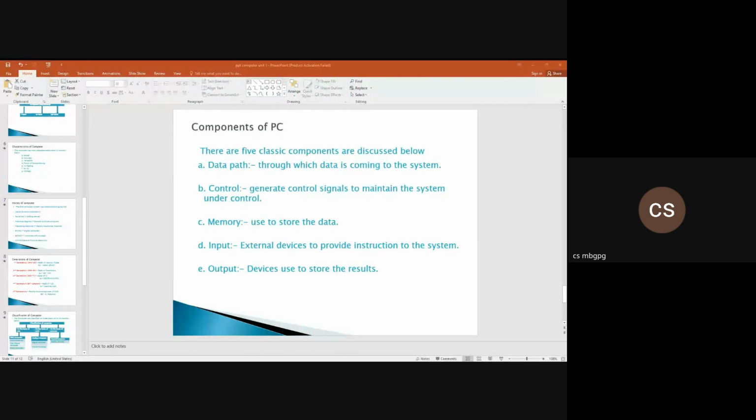And the computer uses two types of memories, primary memory and secondary memory. Normally, in everyday language, primary memory is often referred to as RAM.